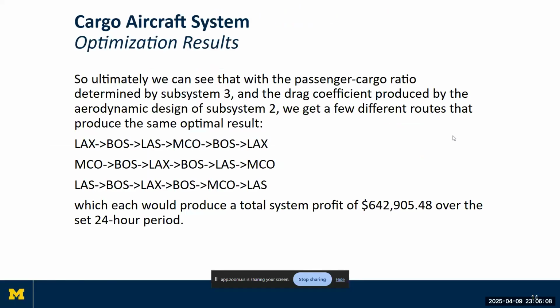Here is an analysis of our optimization results. Ultimately, we can see that with the passenger cargo ratio determined by subsystem 3 and the drag coefficient produced by the aerodynamic design of subsystem 2, we get a few different routes that produce the same optimal results. As you can see, they all include LAX, BOS, MCO, and Las Vegas, which each produce a total system profit of 642,905.48 over the set 24-hour period.